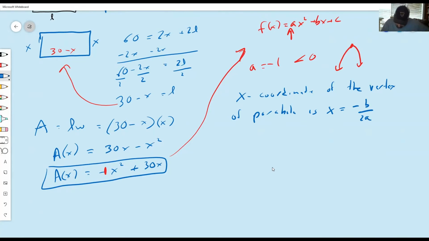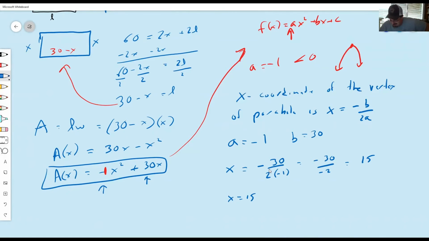So in our case, a is minus 1, which is right here, and b is 30. So x equals minus b, so minus 30 over 2 times a, which is minus 1. And minus 30 divided by minus 2, x equals 15.